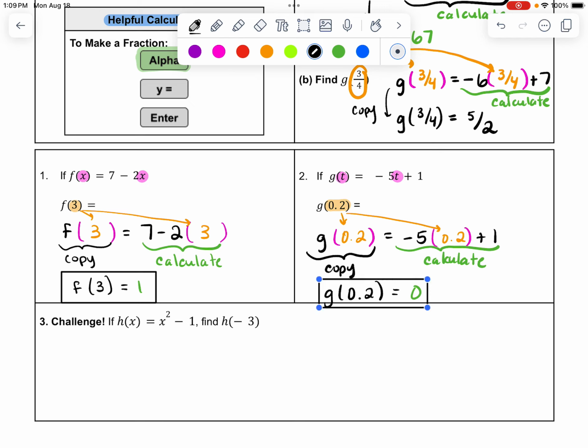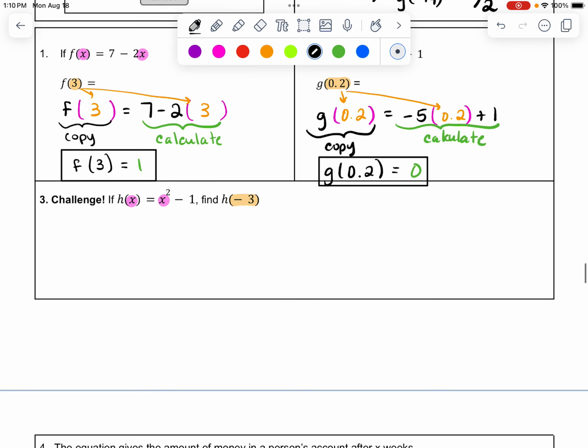Last but not least, let's try a challenge. This problem looks a little bit different because it actually has an exponent in the equation, which is great. So what I can see here is I'm being asked to fill in the number -3. I'm going to copy this equation, and everywhere I see an x, I'm going to put an empty parentheses. So I'm going to have h and then empty parentheses equals and then empty parentheses, and then I'm going to copy the exponent of 2 minus 1. Now I'm going to fill in my number. So I get -3 filled in here, -3 filled in here.